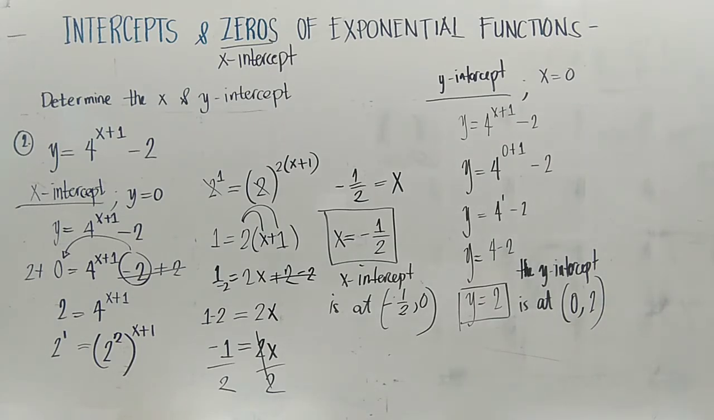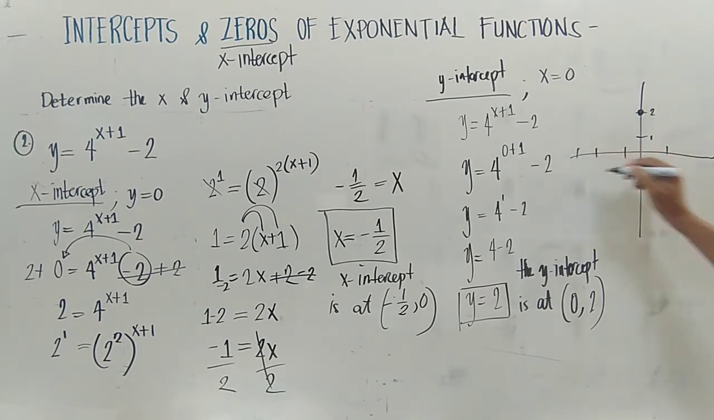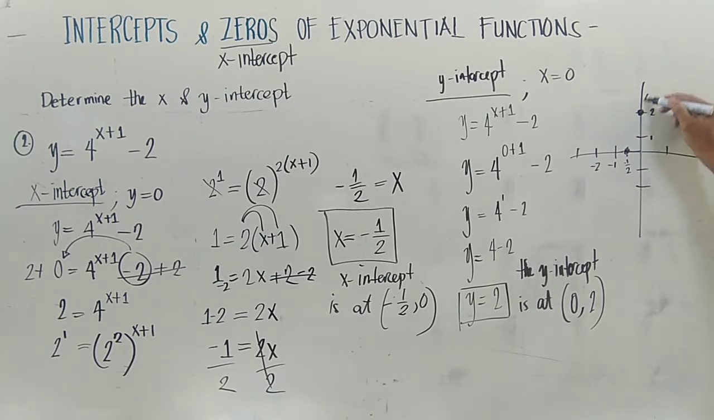Okay? We have the graph. It's like this one. So your y-intercept is at 2. Example, this is 1 and 2. Your x-intercept is at, example, this is negative 1, negative 2. So this is negative 1/2. So the graph will pass in here, just like that.